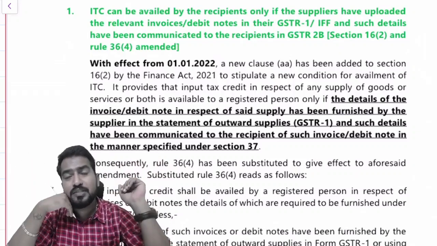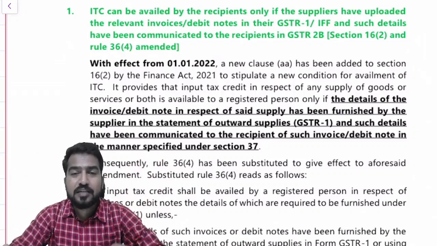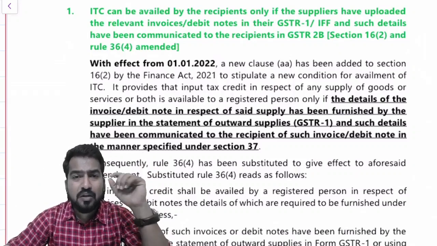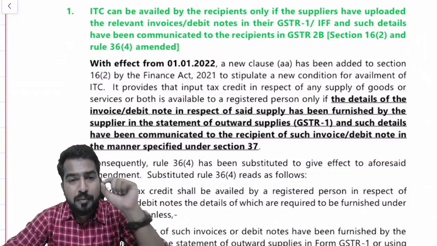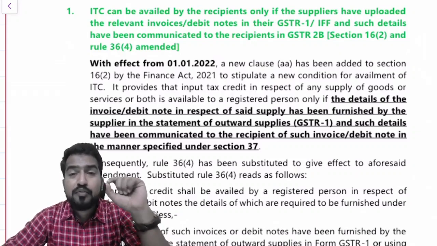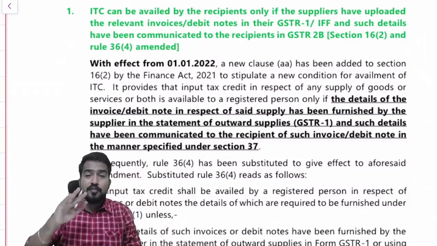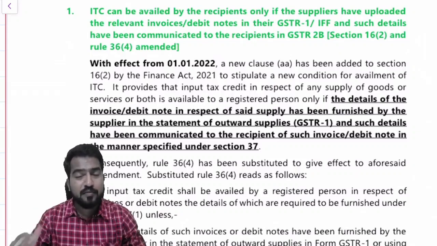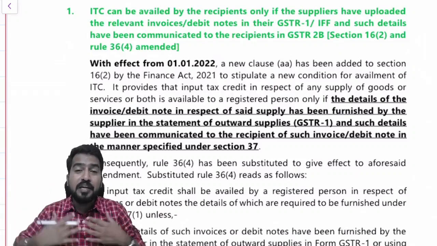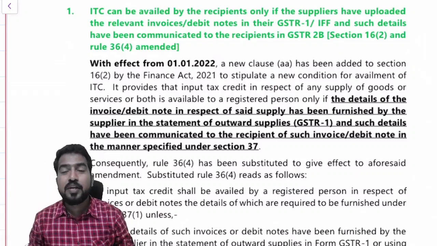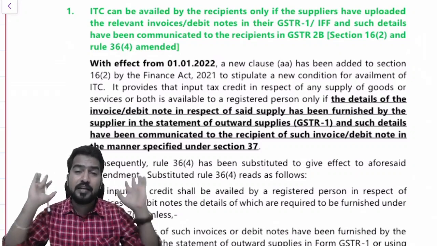In such cases, that is not visible for me in 2A or 2B. So I cannot avail ITC. There was a relaxation that a 5% variation was allowed, if you remember. But now, please understand, if the supplier has not filed his GSTR1 or his IFF, or he has filed GSTR1 and IFF, but he forgot to give my invoice in his return, then it is not visible in my GSTR2B, and I cannot take ITC of it.